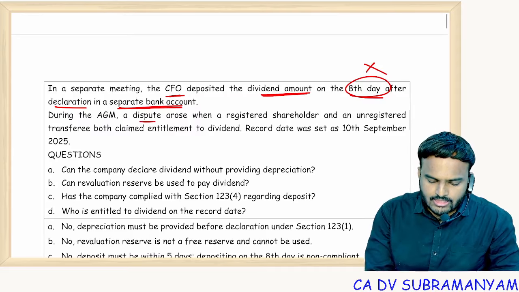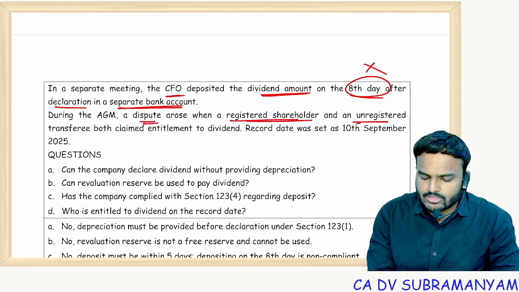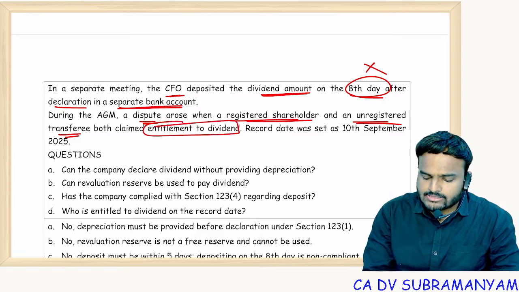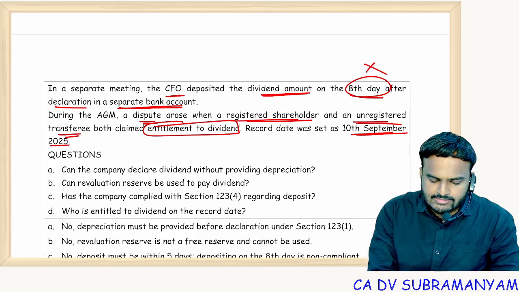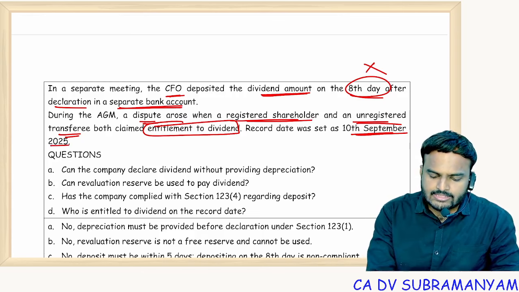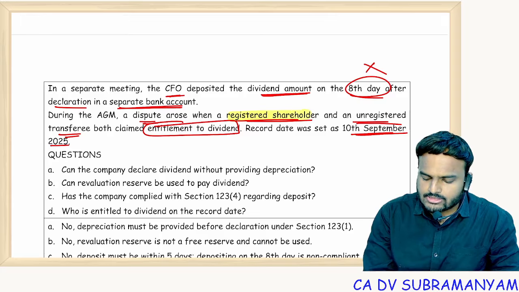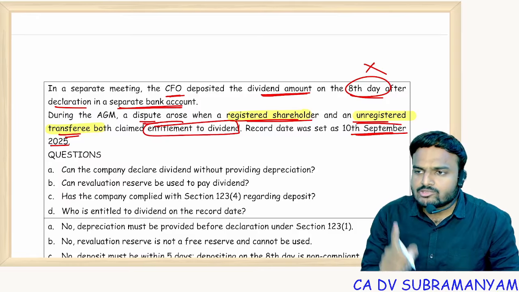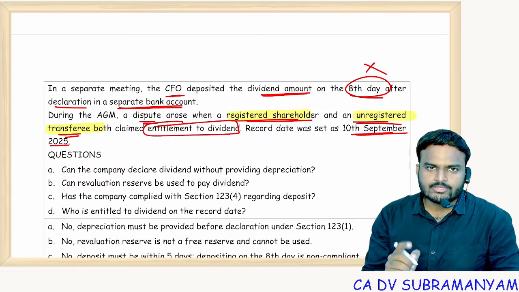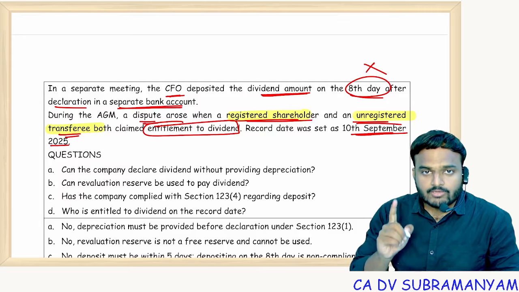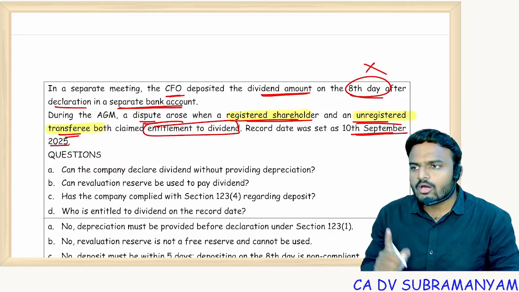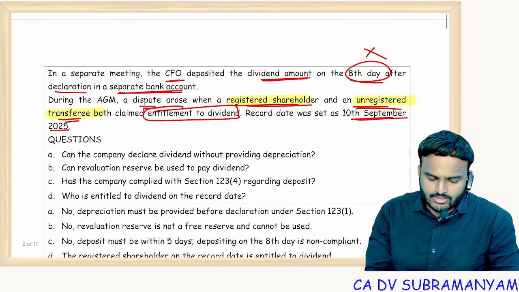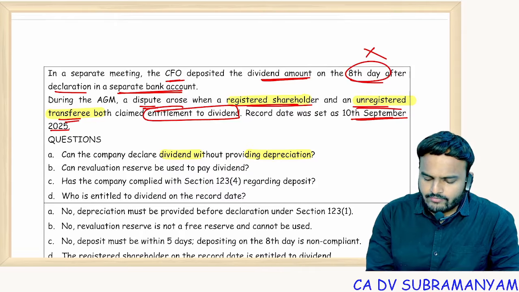During the AGM, a dispute arose when a registered shareholder and an unregistered transferee both claimed entitlement to the dividends. The record date was set as 10th September 2025. So there is a dispute between two fellows. One is a registered shareholder and the other one is an unregistered transferee. Now who is entitled to receive dividends is the point. General rule, dividends will be paid only to the registered shareholder or to his banker or to his order. Okay. Can the company declare dividend without providing for depreciation?